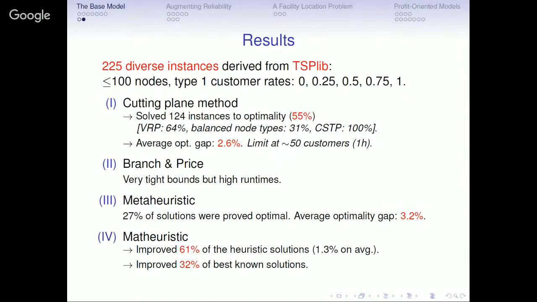I derived instances from the TSPLIB. So I have 225 instances, and they're up to 100 nodes with different customer rates. So we have different distributions of blue and green nodes and different capacity combinations. And the cutting plane method here solves 55% of these problems with an average optimality gap of 2.6%. The limit, more or less, is at 50 customers. That's what we can do, which is pretty good when we look at how we started.